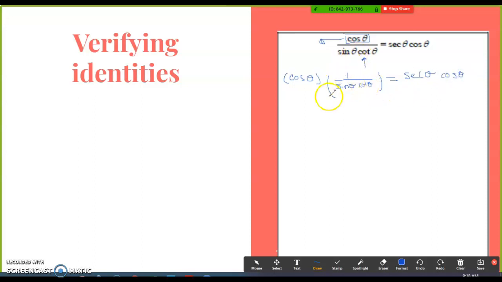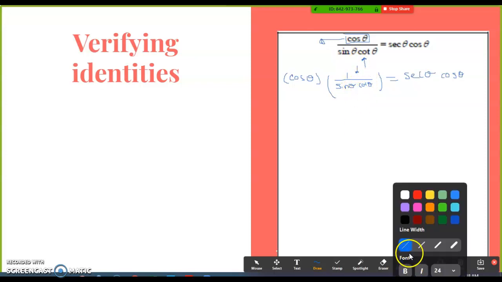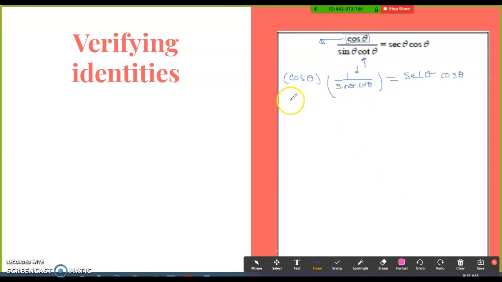Now, the next step that I want to do, when I'm looking at this, is another double expression here. So we can pull that apart. So I want to rewrite that as two fractions. So I got cosine of theta times 1 over sine of theta times 1 over cotangent of theta. And if I look at this now, it's easier to rewrite everything in terms of sine or cosines.